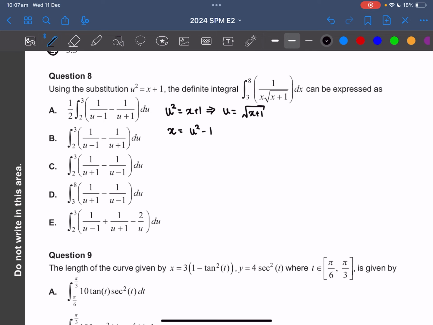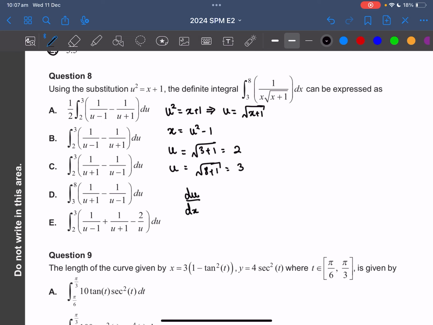So the other thing that also changes is the terminal, so do not forget that. So our x is equal to, or actually we have to use the other equation, so u equals the square root of x plus 1. So our x over here is 3, so 3 plus 1 under the root, which is going to be 2. And then the other terminal, which is 8 plus 1, which is going to be 3. And then let's find the du dx as well.